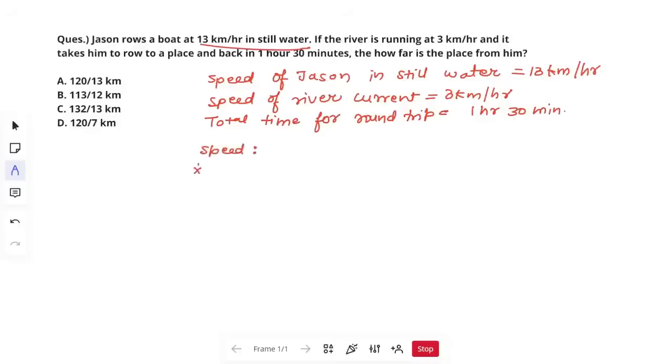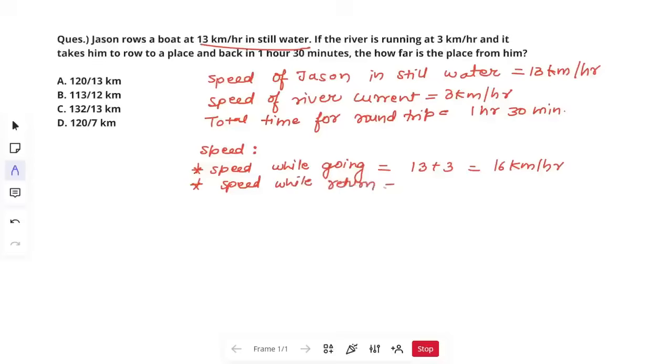First speed is speed while going, which is also called downstream, right? So that is how much? 13 plus 3 kilometers, which is going to be your 16 kilometers per hour. And next is your speed while returning, which is also called upstream. Okay, so speed while returning, which is 13 minus 3, which is going to be your 10 kilometers per hour. Okay, hope you have understood how we calculated.